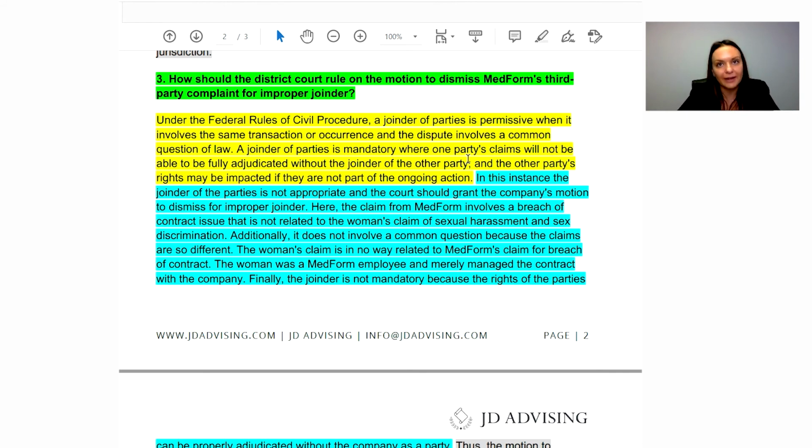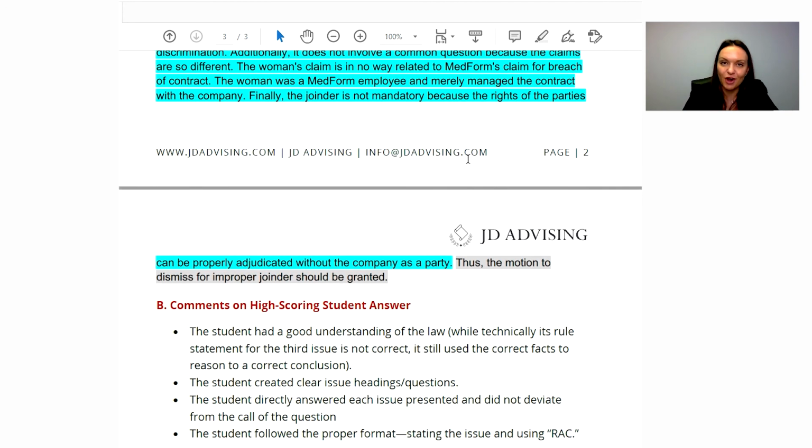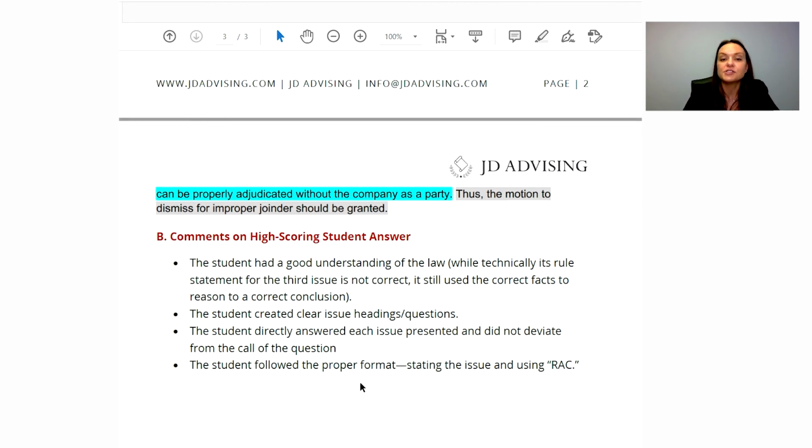Remember, the big takeaway from crafting a response to an essay question is crafting your answer on the call of the question and following the issue, rule, analysis, conclusion format. The easier your answer is to grade, the more likely it is to be higher scoring. So to recap, this examinee's answer is not perfect for all of the reasons I already mentioned, but the student had a decent to good understanding of the law.